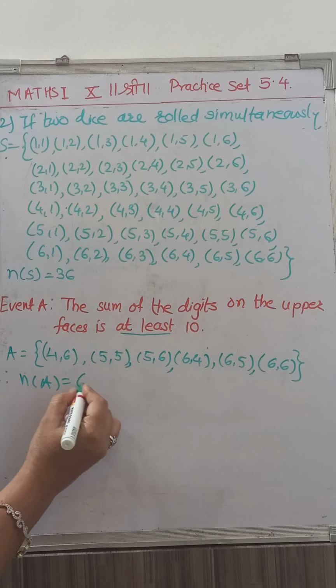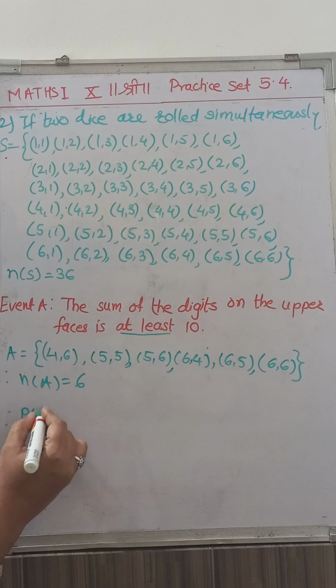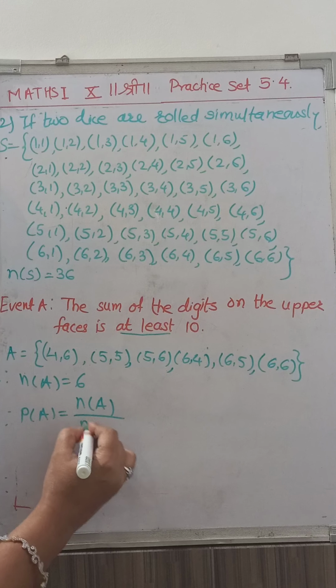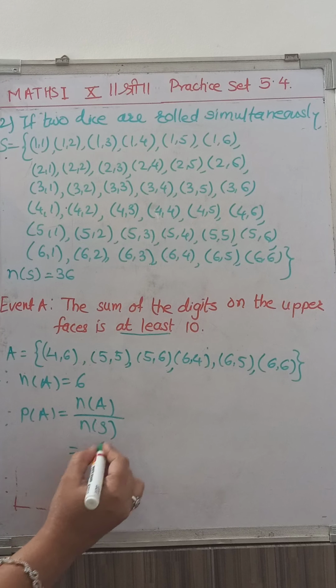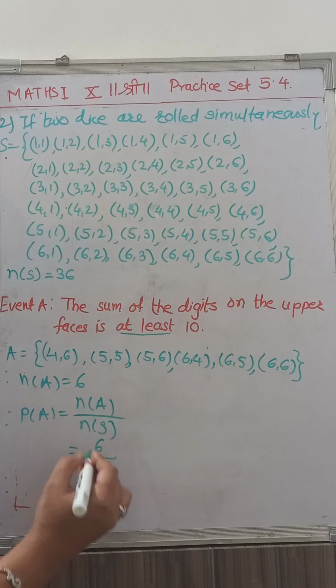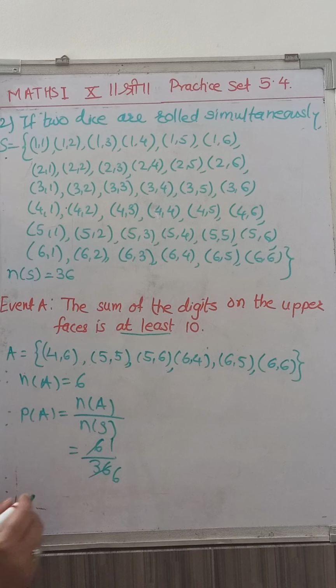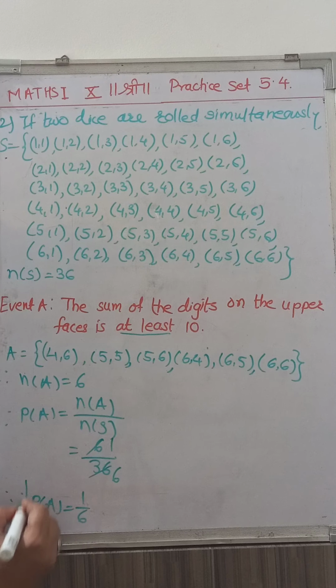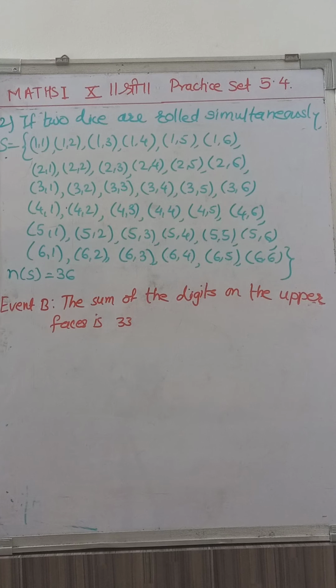N of A is equal to 6, and therefore P of A is equal to N of A upon N of S, that is equal to 6 upon 36. 6 ones are 6, 6 sixes are 36, and therefore P of A is equal to 1 upon 6. So probability of event A is 1 upon 6. Now event B. The sum of the digits on the upper faces is 33.